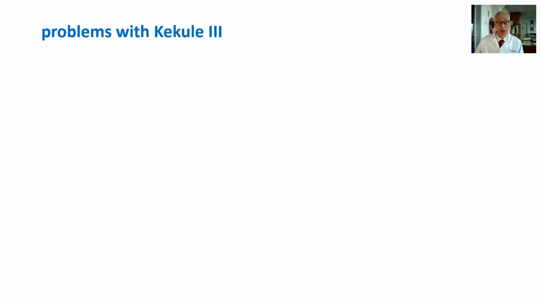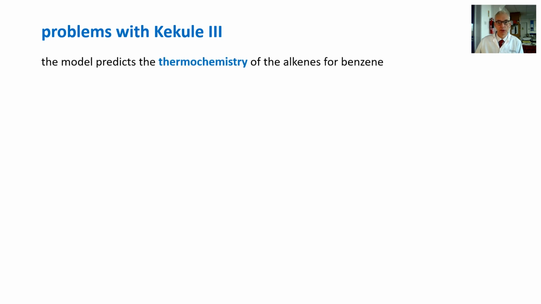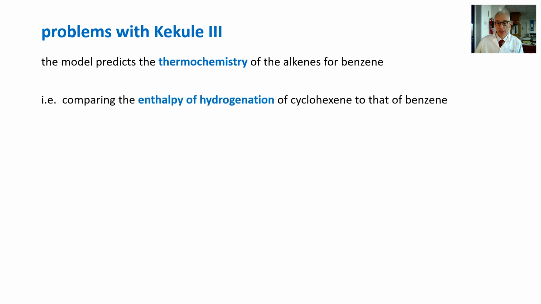A third piece of evidence contradicting the Kekule model is provided by thermochemistry. So Kekule would predict the thermochemistry one would expect with alkenes, and by comparing that with experimental data for benzene, we find that they do not agree. So the detail would be on the enthalpy of hydrogenation, comparing the hydrogenation of cyclohexene to that of benzene.